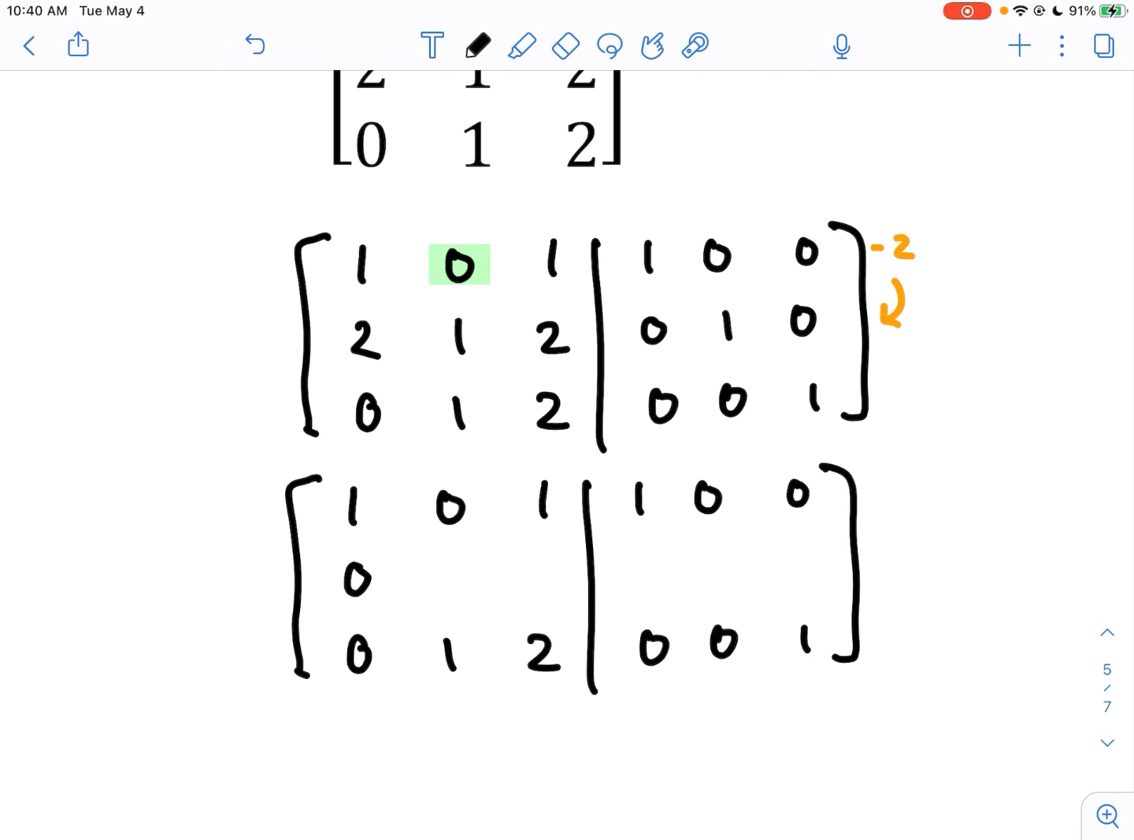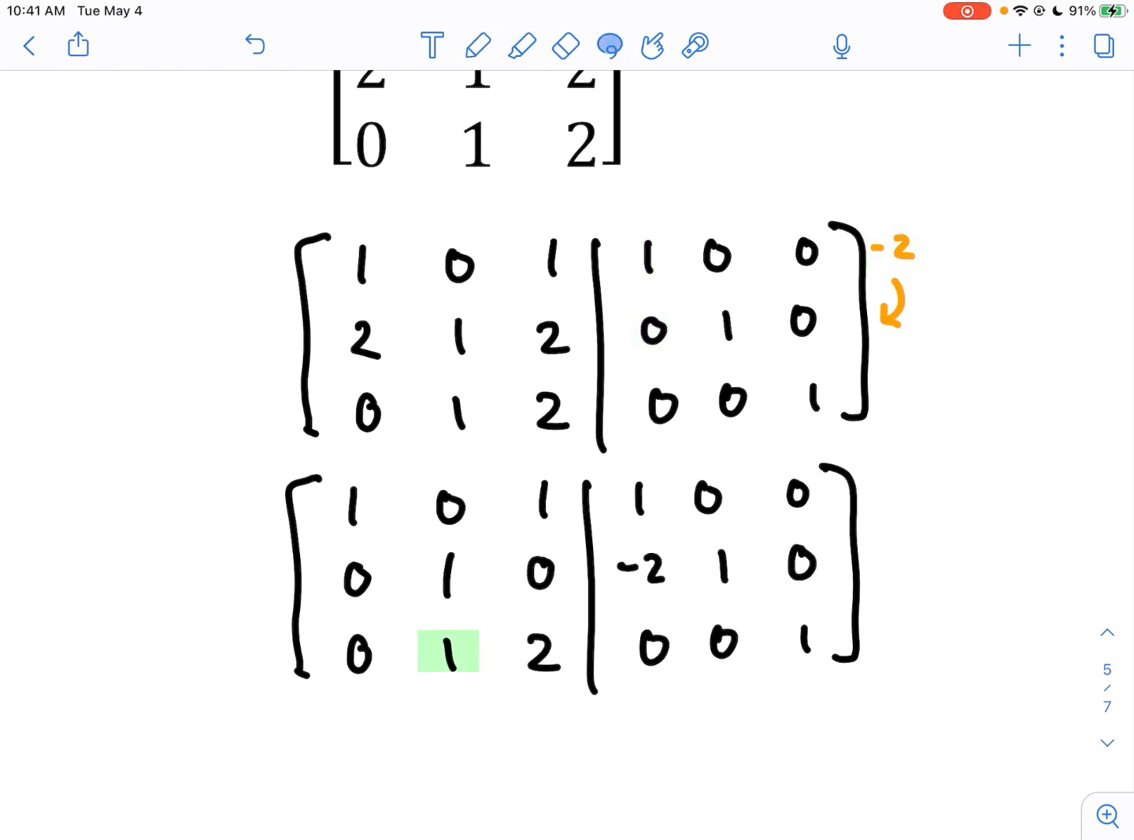And now we do 0 times -2 is 0. Add it to 1, that's going to stay 1. And we do 1 times -2 is -2. Add it to this 2, we'll also make a 0 there. We do 1 times -2 is -2. Add that to 0, we'll make a -2 here. And going more quickly, we're going to get a 1 here and a 0 here.